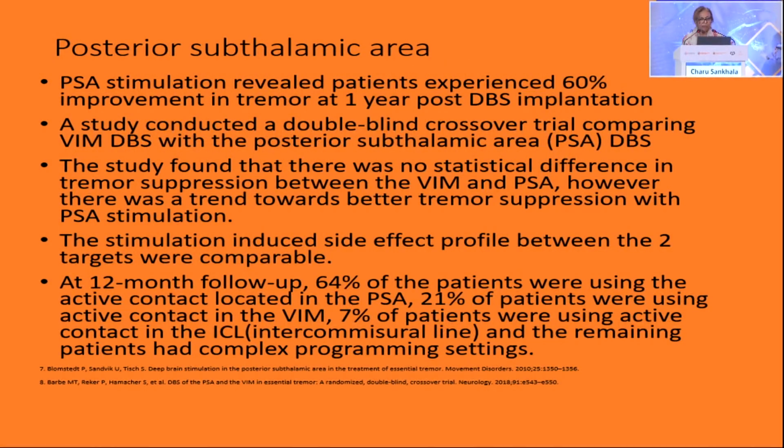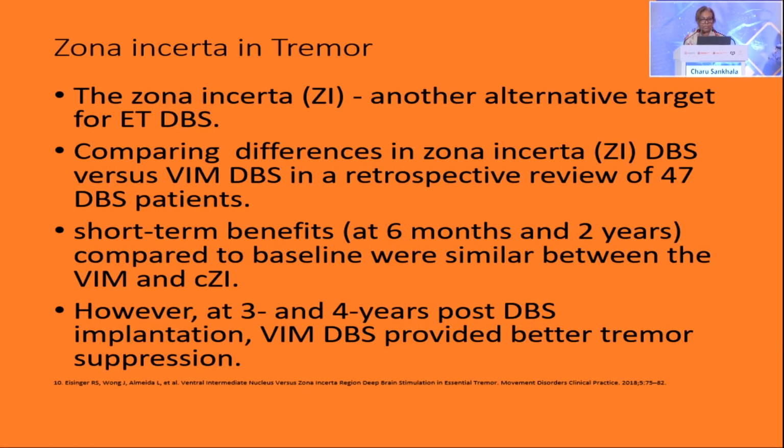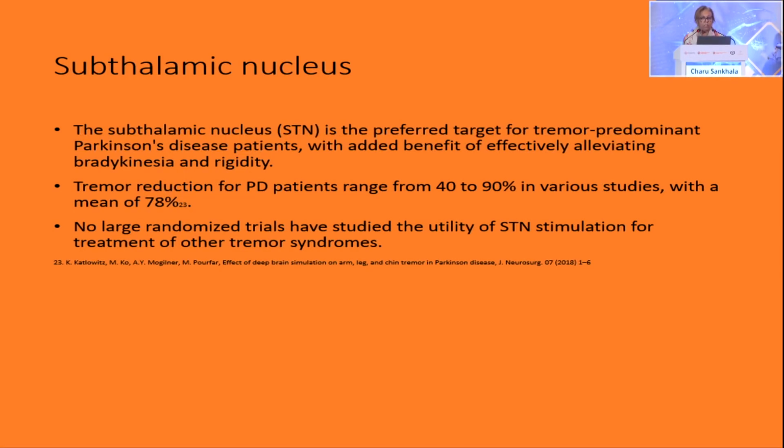So comparing between the PSA and VIM, there is no difference between the two. They found they have equal improvement in the tremors, in the essential tremors predominantly. And then zona incerta also is an alternative target for the ET DBS. But comparing with the VIM DBS, the VIM DBS provided better tremor suppression. What about Parkinson's tremor? Subthalamic nuclear stimulation, which I showed you in the earlier patient, controls the Parkinsonian tremors also very well.